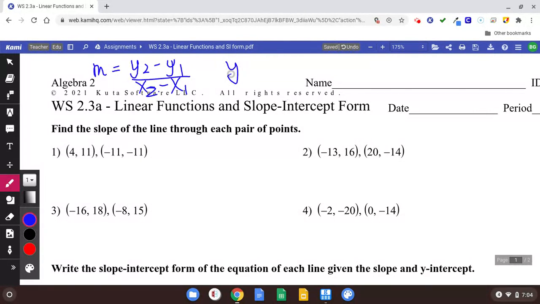And then the slope-intercept form of an equation, y equals mx plus b. So you probably remember both of those formulas, but you're going to need them both on this lesson. Problem number 1, find the slope of the line through each pair of points. So slope is m. So we're finding m.